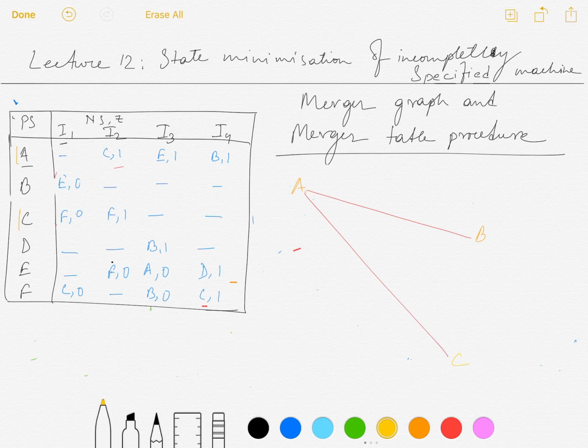Now, check the compatibility for C and F. In case of CF, for I 1 the outputs are the same, for I 2 the outputs are the same, for I 3 the outputs are the same, and for I 4 also the outputs are the same. So, I can say that AC is compatible, as its implied pair CF is compatible.